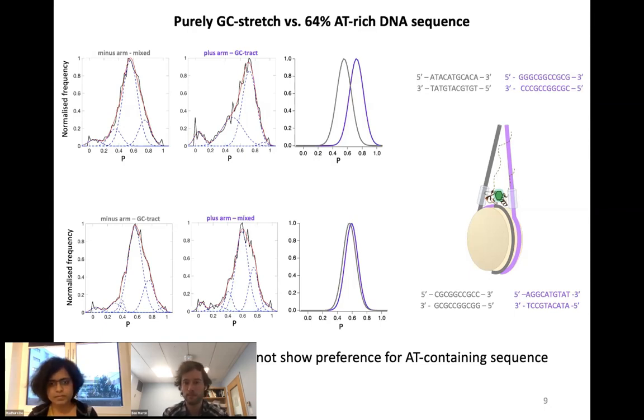So in your first experiment, there's a preference for the GC-rich DNA, right? But then you do the domain swap and the AT-rich and the GC are overlapping. So is the purple distribution shifting to the left on that second experiment, or is the gray distribution shifting to the right?